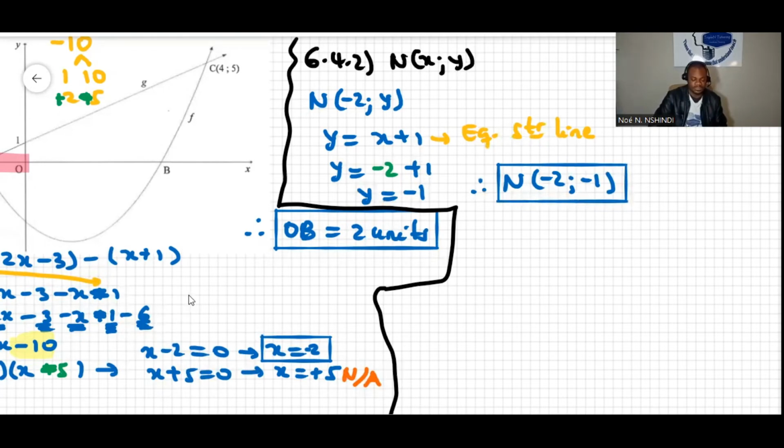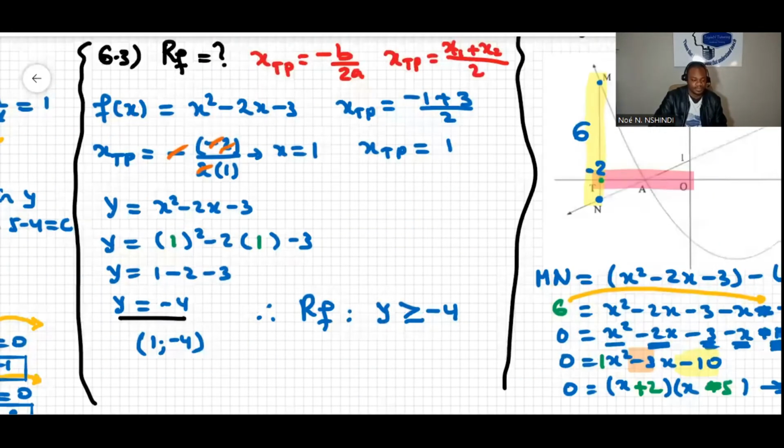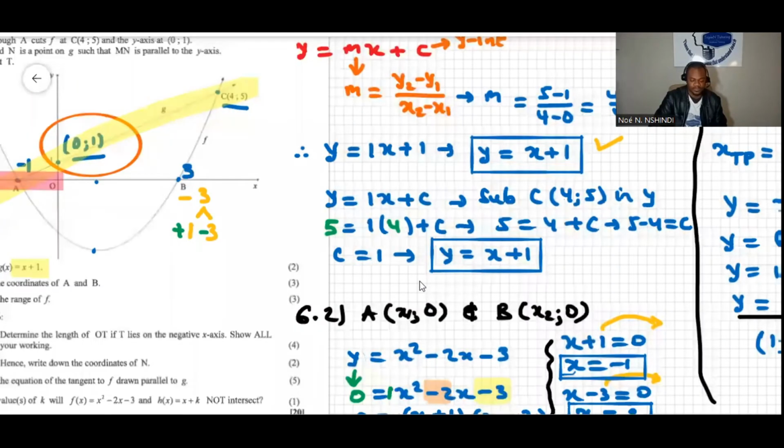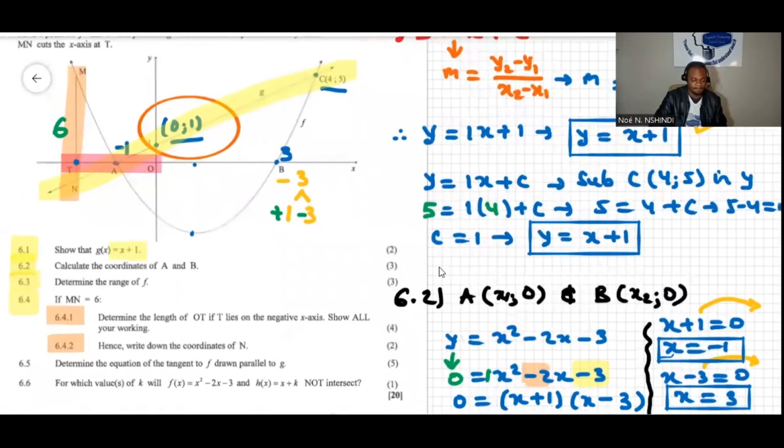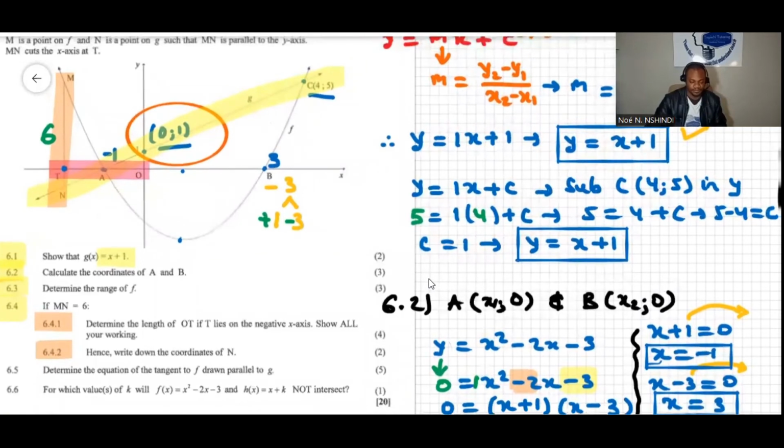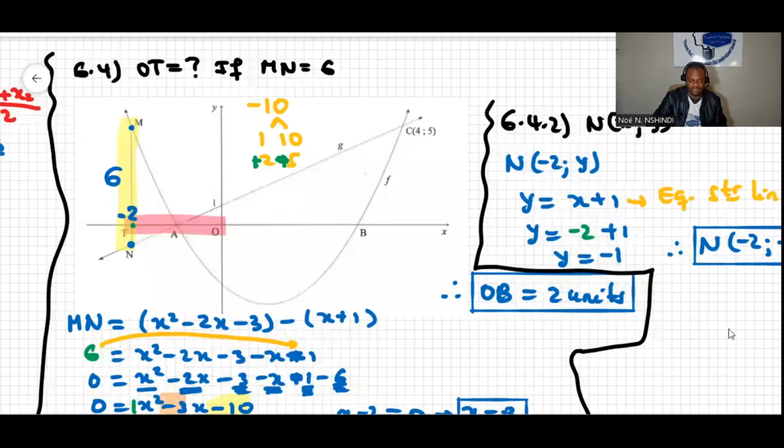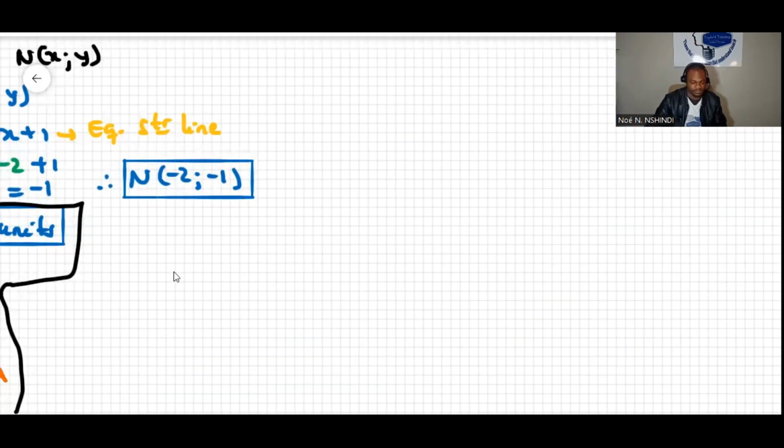Now the following question must be question 6.5. Over here, what does it say? Question 6.5, the question says determine the equation of the tangents to f drawn parallel to g. All right. I'll move my board like this. So 6.5, we're looking for the equation of the tangents.